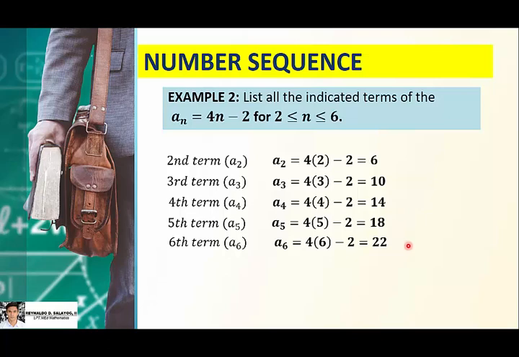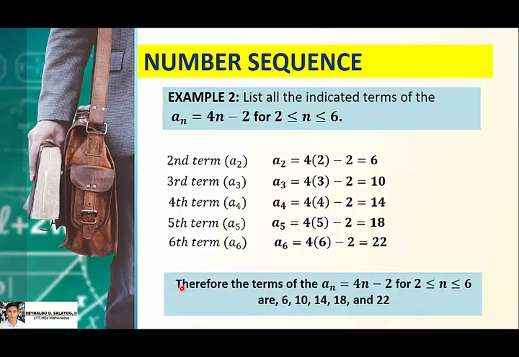From that, we can conclude now. Therefore, the terms of the sequence given the nth rule a sub n equals 4n minus 2, following the condition that the value of n should be less than or equal to 6 but greater than or equal to 2, are 6, 10, 14, 18, and 22.